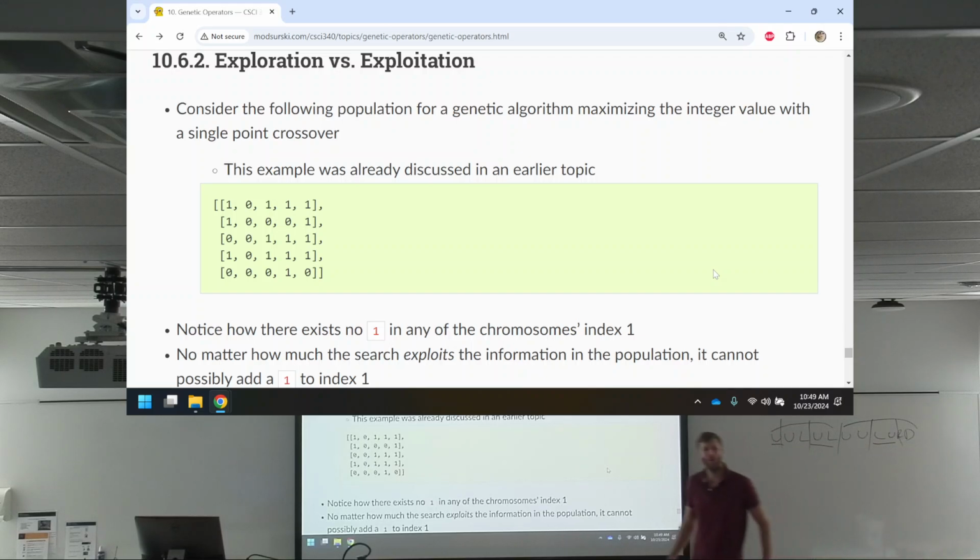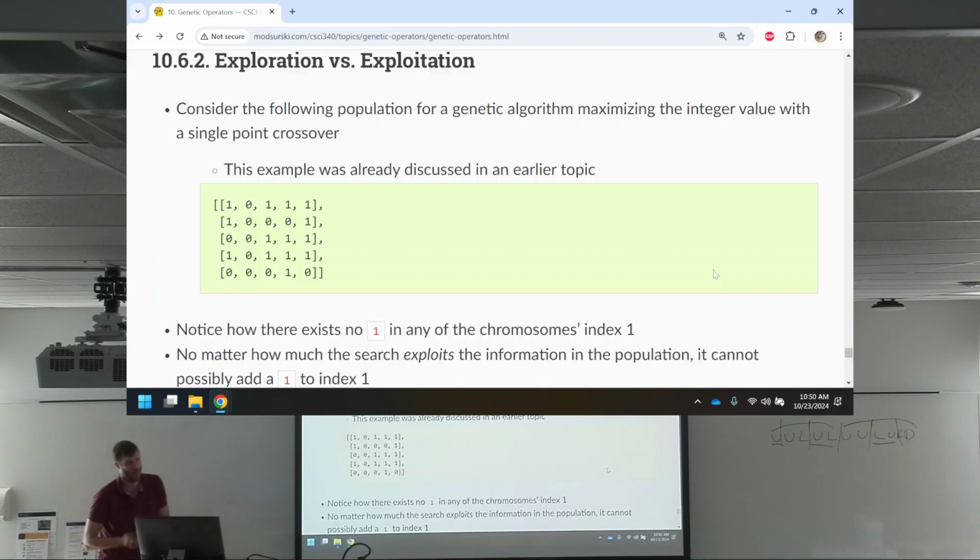I could exploit what's always good. I could do crossover, and after a long enough time, the population will converge on probably 10111. All of the population will probably become 10111 by virtue of crossover alone, because we're exploiting what's good. 10111 is better than 00010 and 10001 and 00111. It's better, so we can exploit what we already have that's good. But I can never, with single point crossover alone, ever get a 1 at index 1. I can't.